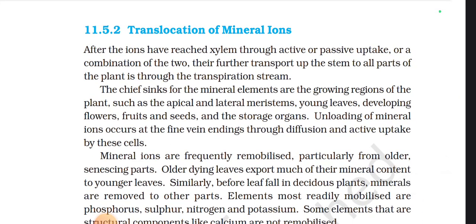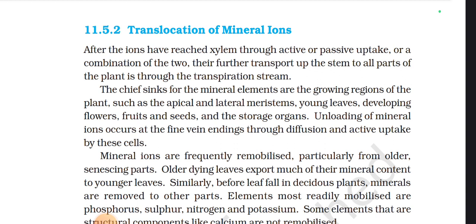Translocation of mineral ions. After the ions have reached xylem through active or passive uptake or a combination of the two, their further transport to all parts of the plant is through the transpiration stream. The chief sinks for the mineral elements are growing regions of the plants, such as the apical and lateral meristem, young leaves, developing flowers, fruits and seeds, and the storage organs.